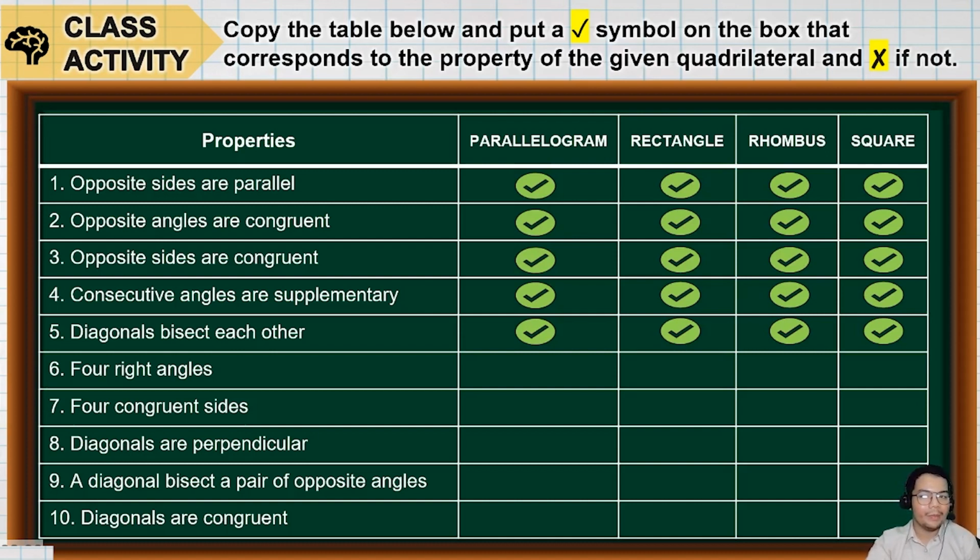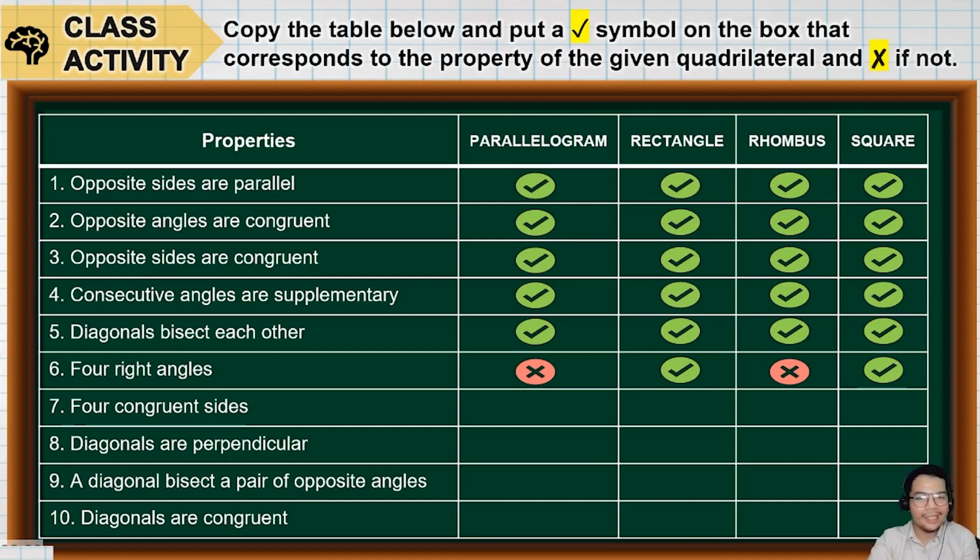So these properties from 1 to 5 are all properties of parallelograms and also properties of a special parallelogram. So lahat sila may check. But as we continue with number 6, we have here four right angles. This is actually how we define a rectangle. But since present pa rin naman yung four right angles sa square, so may check pa rin siya dyan. And not necessarily a parallelogram will be already having four right angles unless rectangle siya. Hindi rin to present pagdating sa rhombus.